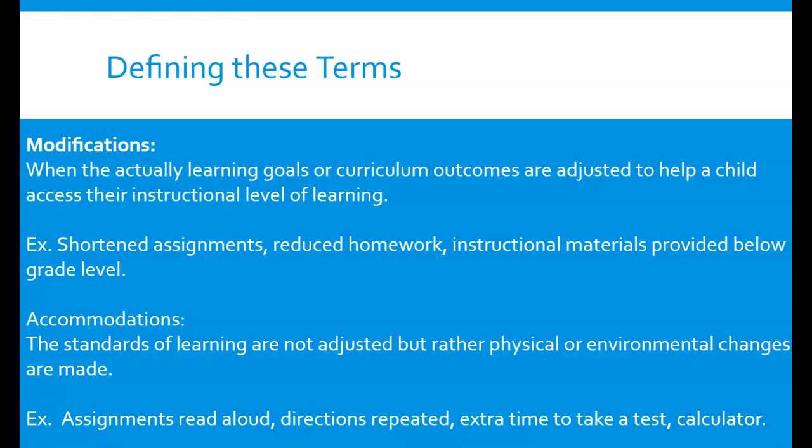An accommodation, however, is when we're just adjusting more of the physical and environmental aspects of that learning to give students access. So for example, when we're talking about that flower example, if we still said the child had to identify all 8 parts of the flower, but we gave them maybe a word bank to help them choose which vocabulary words to put on a model or on a chart. That would be an accommodation. We're not changing the outcomes of the learning, but we're giving them a tool to help them.